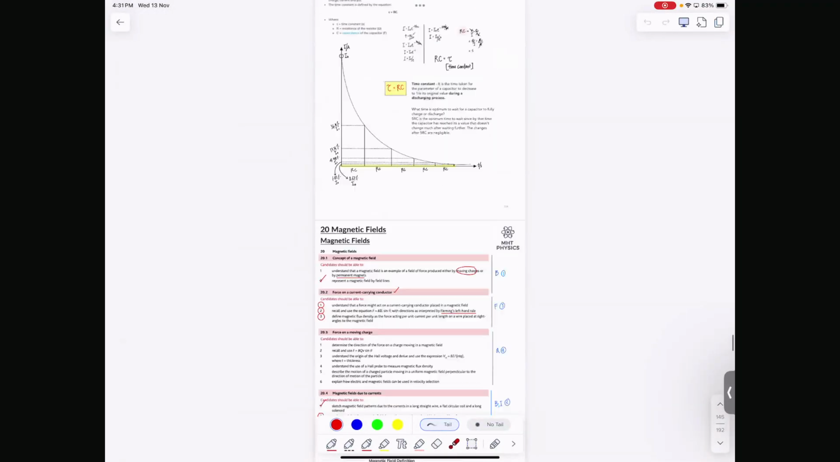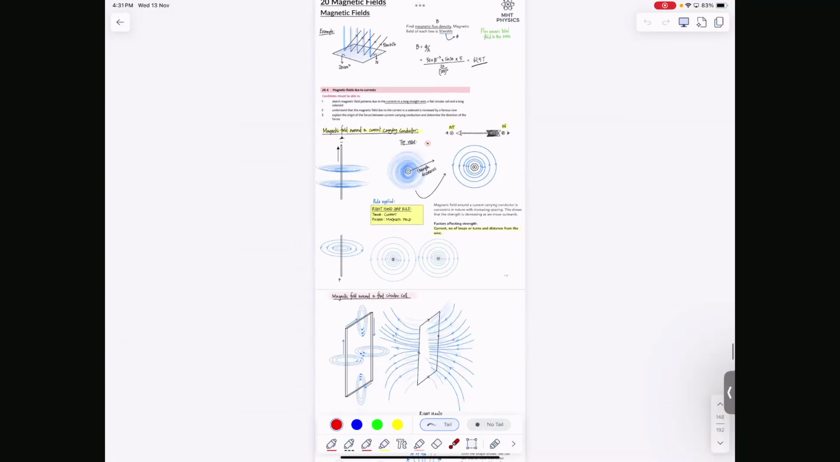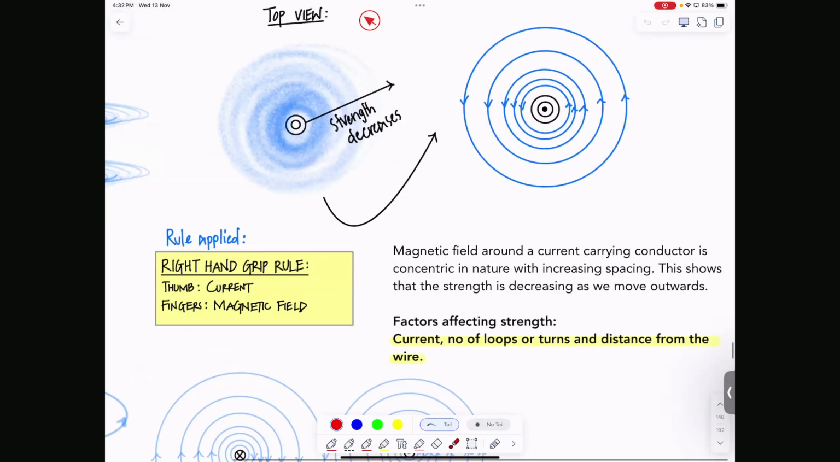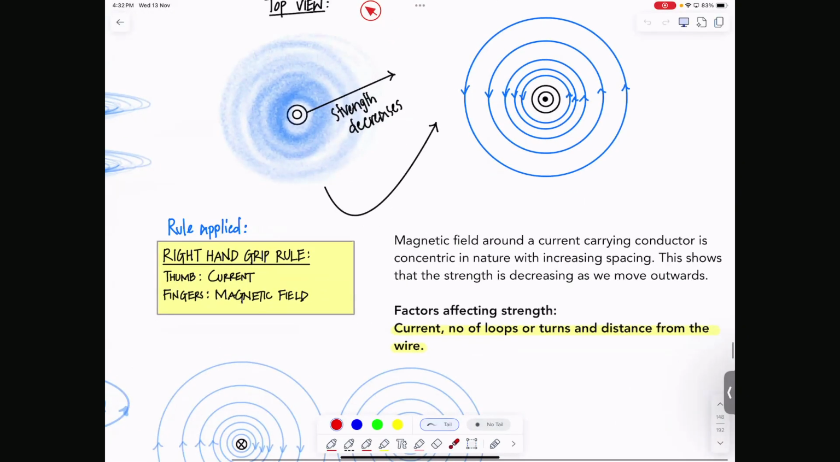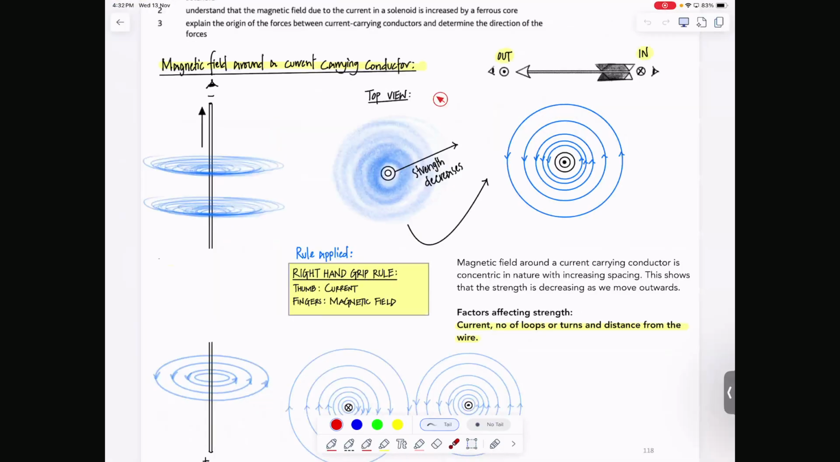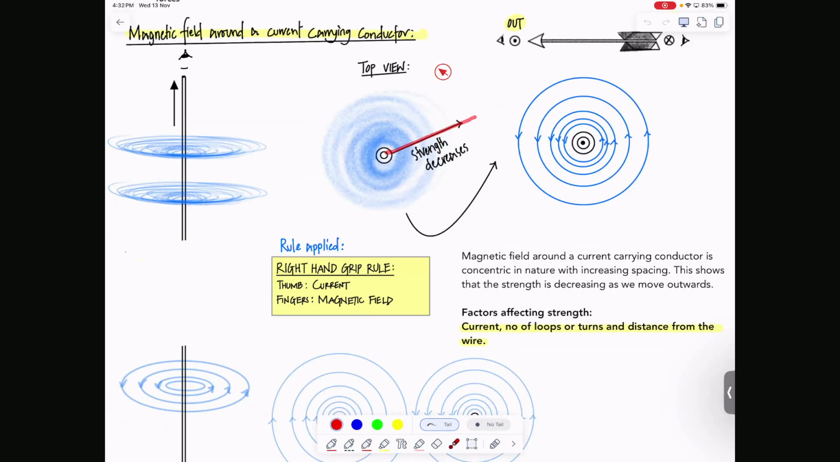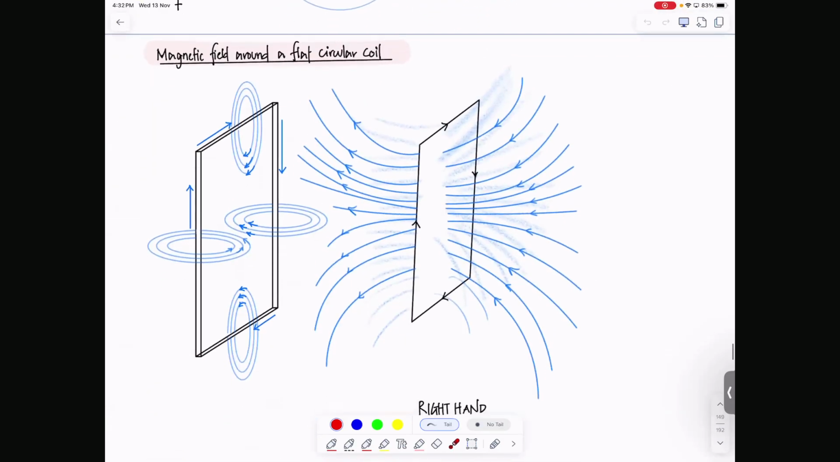Okay, so before I give you the notes and everything, the first one is the current around the conductor. Here we use the right hand grip rule. What does the thumb represent? Current. And what do the fingers represent here? The direction of the magnetic field. What are the factors that affect the strength here? The current, the number of turns or loops in the coil, right? So that's how it is. The further you go, what happens to the strength? Decreases. Okay. Right, and this is the flat circular coil.